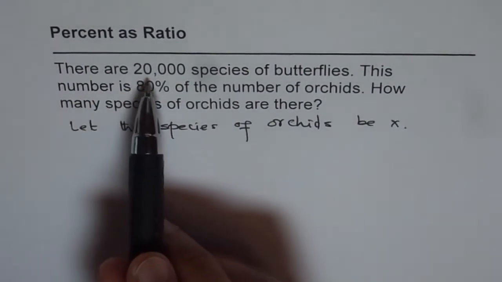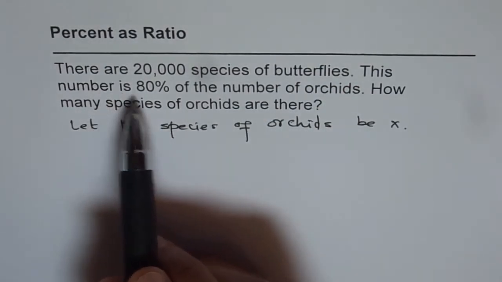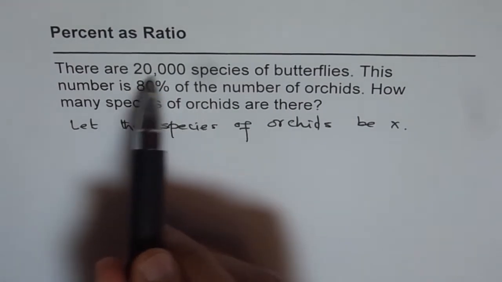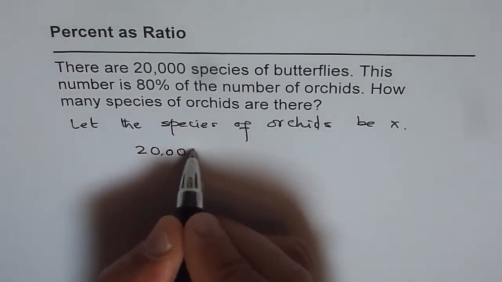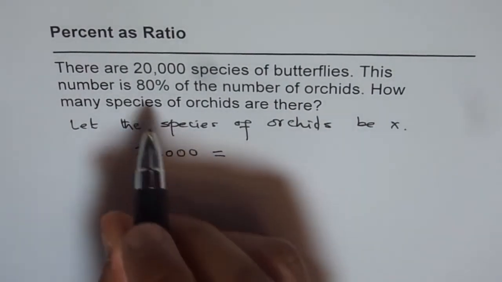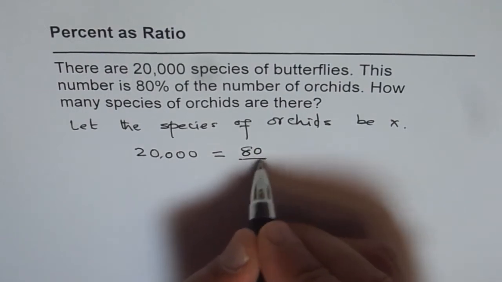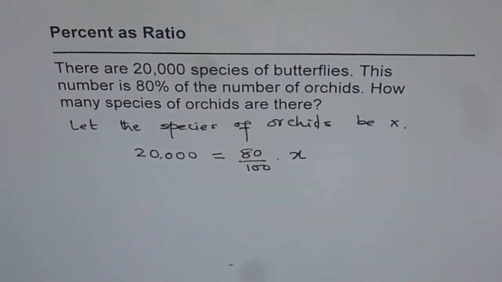Now there are 20,000 species of butterflies. This number is 80% of number of orchids. Now that number, that is 20,000. So 20,000 means equal to 80% of X. This is what we are saying, is 80% means 80 out of 100 of X. So that is our equation. Do you understand?